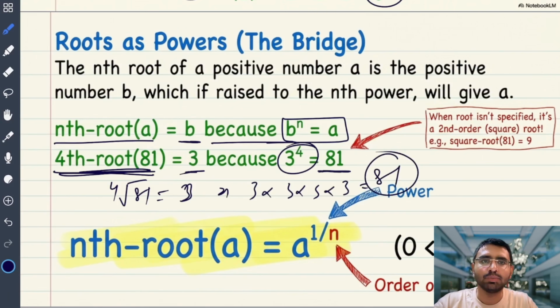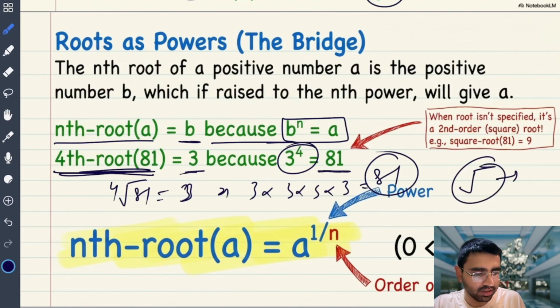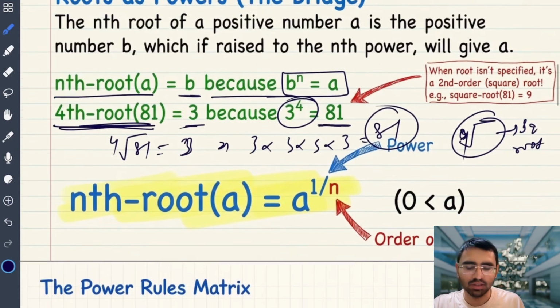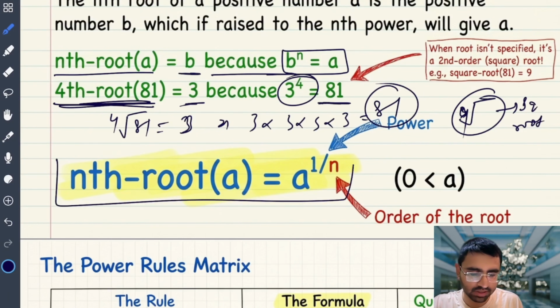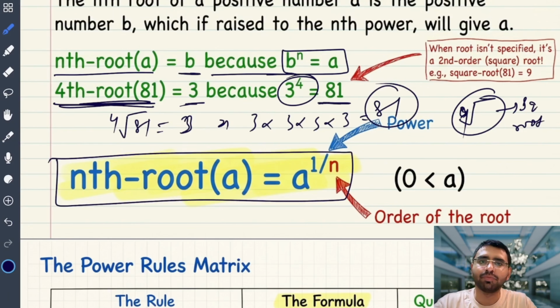When the root isn't specified, it is a second-order root, the square root. If the root index is 3, then it is the cube root. If it is 4, then it is the fourth root. So the nth root of a is a raised to power 1 by n, where a is greater than 0. So the nth root of a is a raised to power 1 by n.